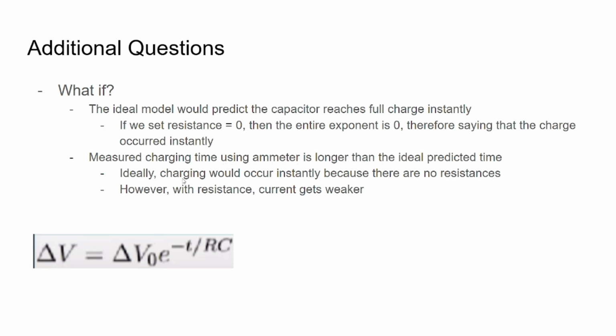And for the second part, we measured charging time using ammeters longer than the ideal predicted time. Ideally, charging will occur instantly because there is no resistance. However, that's not going to happen in the real world. In a real world circuit, there's always going to be some sort of resistance. As current passes through resistance, the current gets weaker and slower. Therefore, charging time will not be instant. It has to be an actual value.